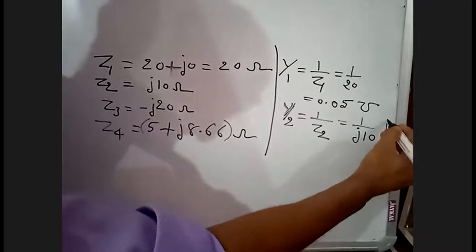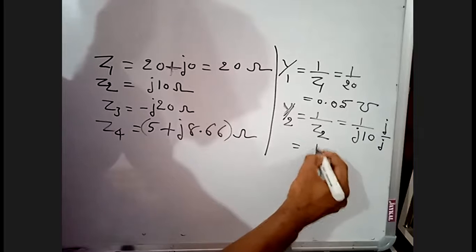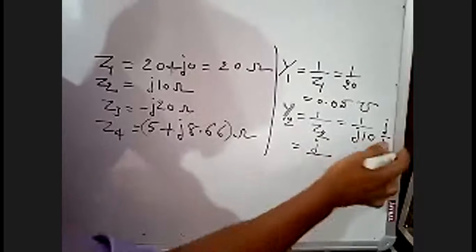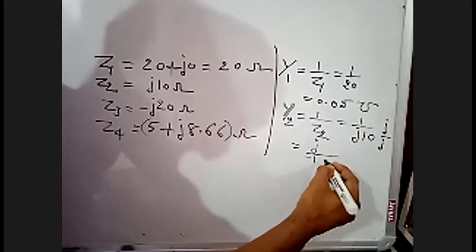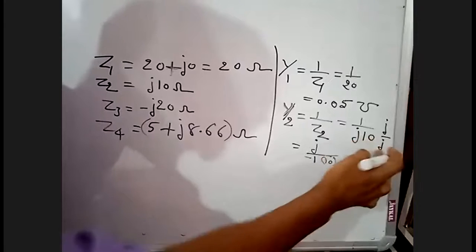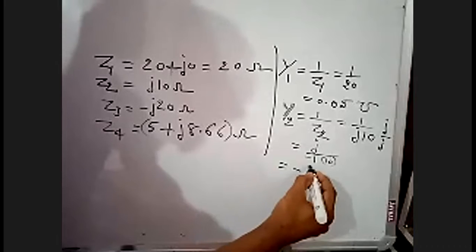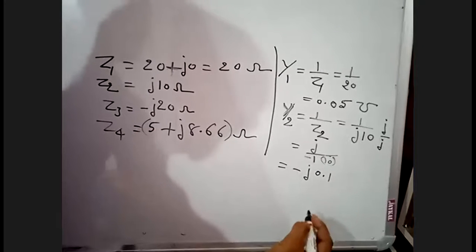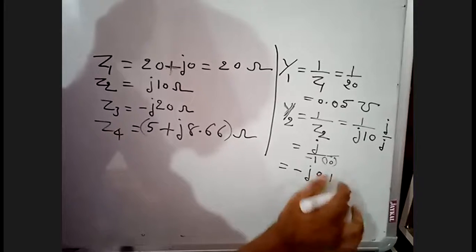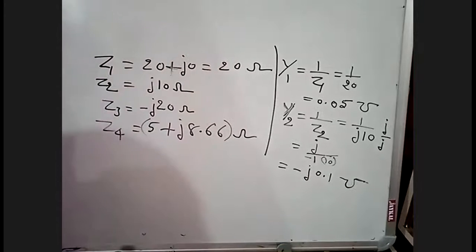Multiply with j, both numerator and denominator. We'll get j by, what is the value of j square? What is the value of j square? Minus 1. Minus j, 1 by 10 is 0.1. What is the unit of admittance? Siemens. Unit of admittance is Siemens.